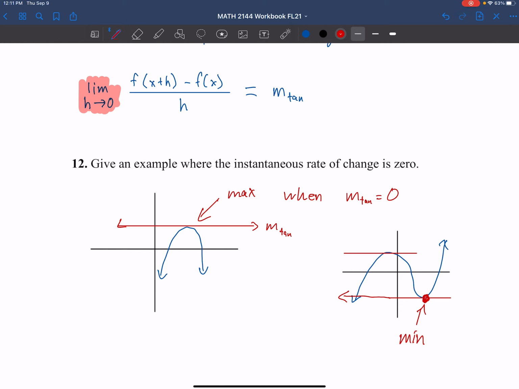So notice here, when the tangent line has a slope of 0, it is actually changing from increasing to decreasing. That's something we're going to explore more in chapter 3, but I just want to go ahead and start planting those seeds, and we'll see them come to harvest later in this semester.